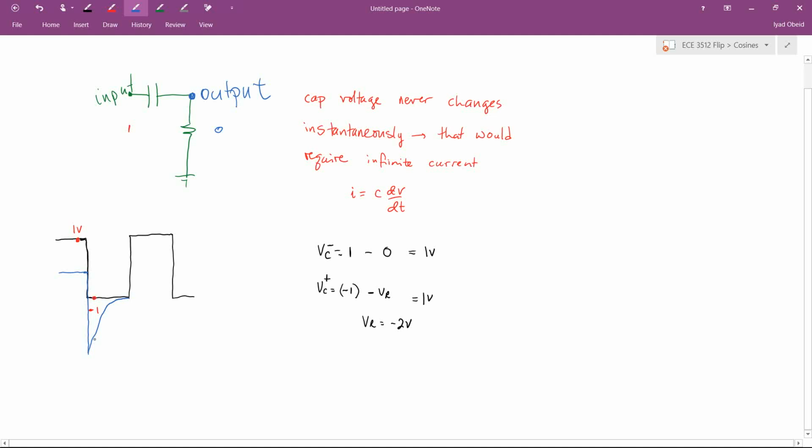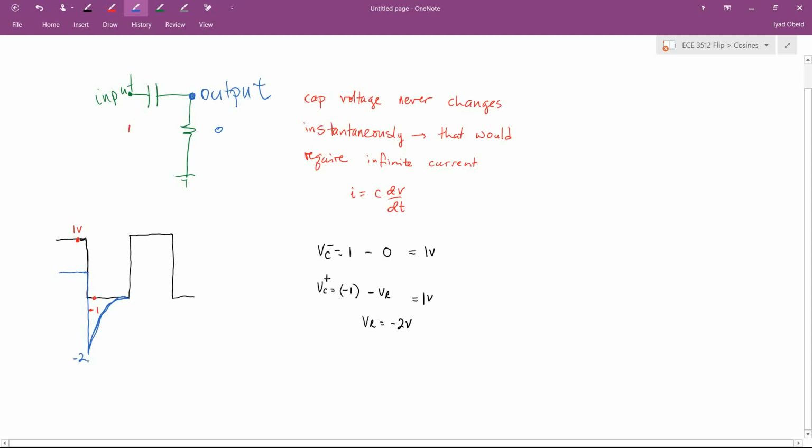The reason it decays back to 0 is that once the switch has been made, eventually the cap is going to charge and become an open circuit. And when it becomes an open circuit, that's how it means the output has decayed down to 0. Okay? So once the output decays back to 0, I want to mark this was -2 volts.